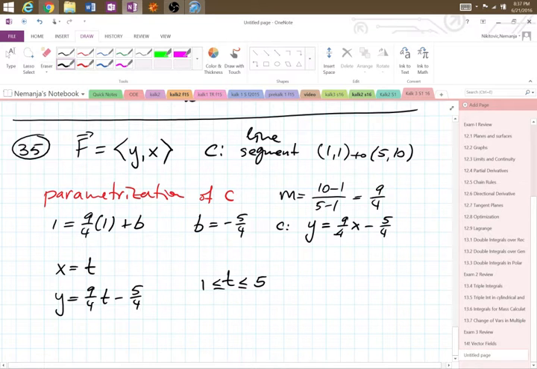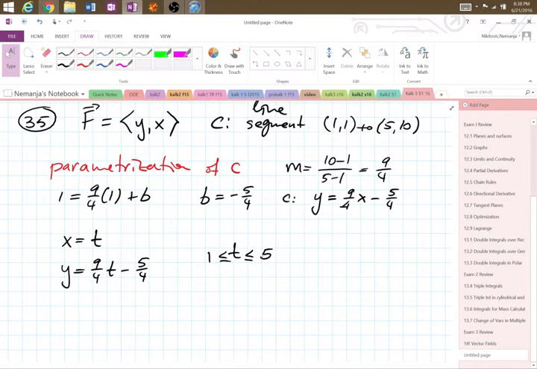Now we should check this and make sure that we are getting the correct values. So if I plug in 1 for x, you get 1. For y, you get 1, because 9 quarters minus 5 quarters is 4 over 4. Good. If I plug in 5, for the second point I get 5 for x, and for y, 5 times 9 is 45, minus 5 is 40 over 4, which is 10. Perfect. So just to check.